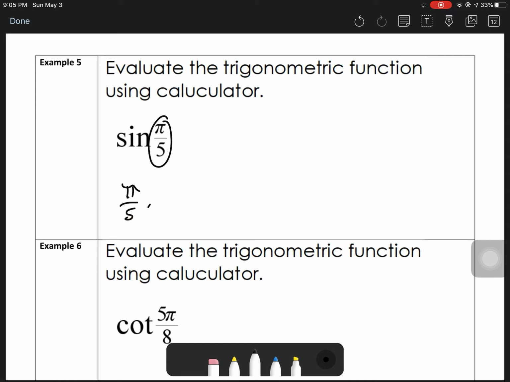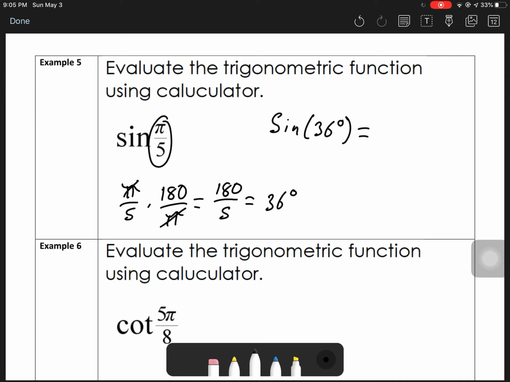So pi over 5, times 180 over pi. Pi's going to go away. 180 over 5 is going to give us 36. So we're trying to find the sine of 36 degrees. Good luck using a special right triangle because one does not exist for that. That's why for this one you do need to type it in your calculator.